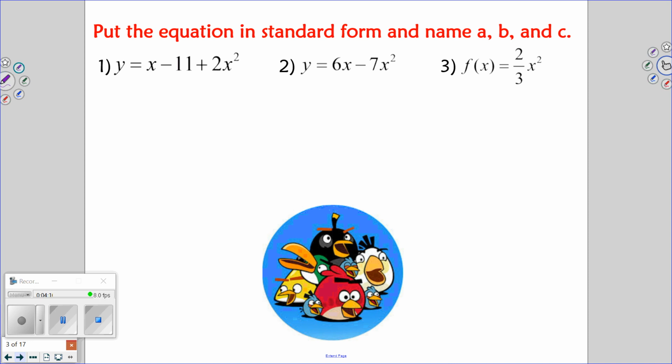We should know how to do this, right? So for number 1, standard form, what order should it be in? 2x squared. We're just rewriting, guys. 2x squared plus x minus 11. Right? What's the a value? The b? The c?